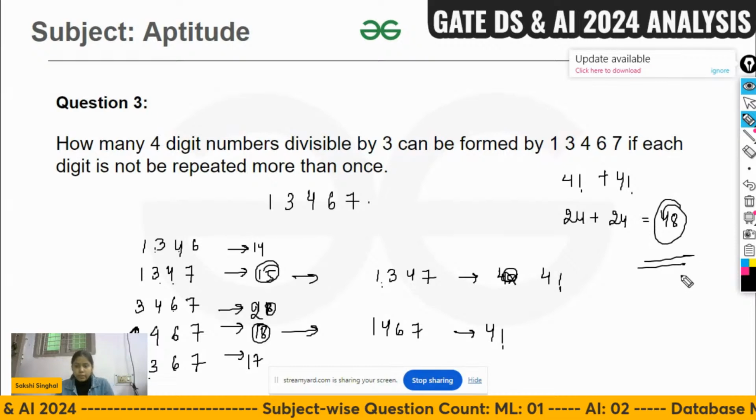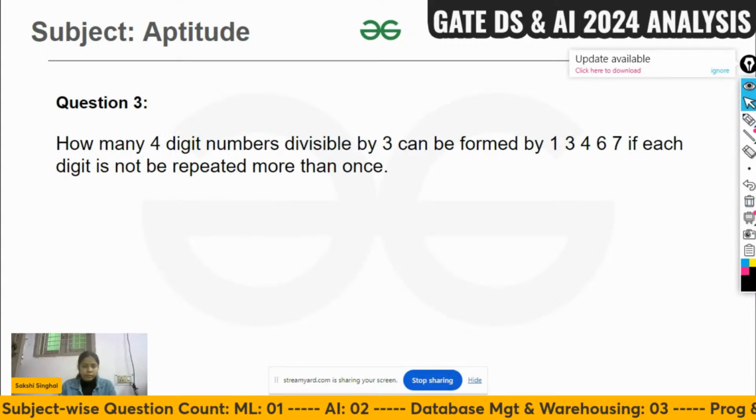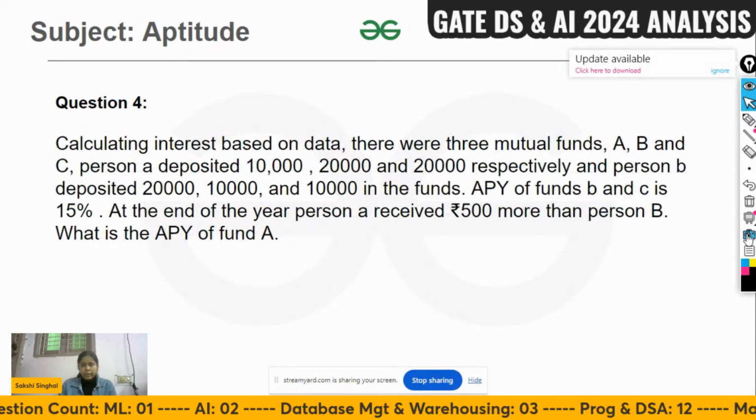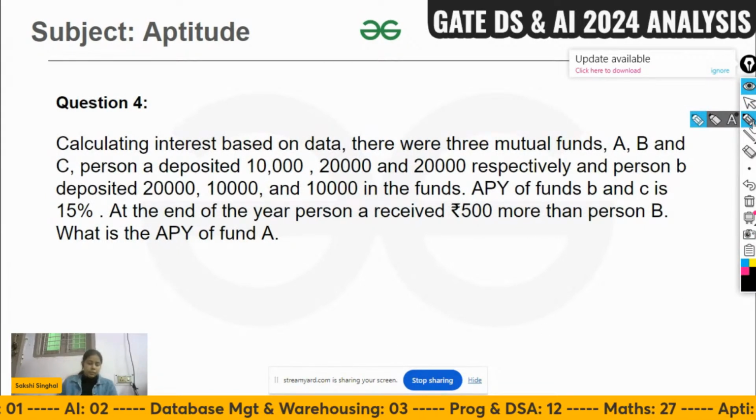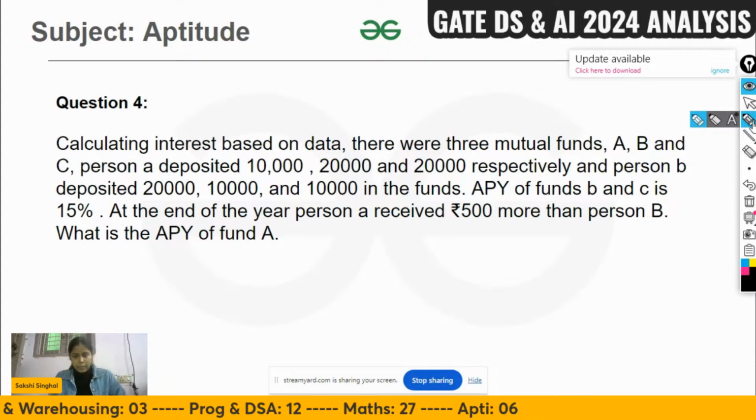Right. So this was an aptitude question. Let's move to the next question. Yeah, guys, this was one of the questions. This is a basic question, calculating interest based on the data.